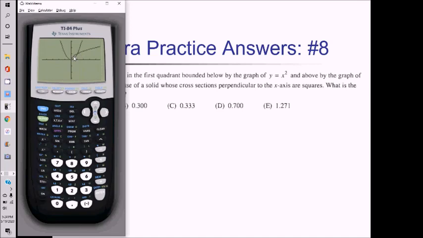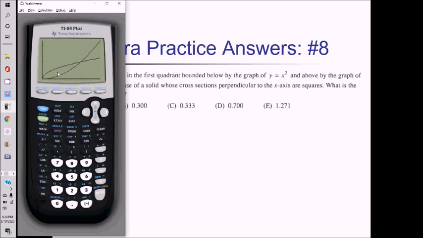Let me do a window from, let's just do 0 to 1.5. And let me zoom fit that. 1.5, zoom 0. So there's my parabola, there's my square root function. Okay, now I can see this a little bit better.